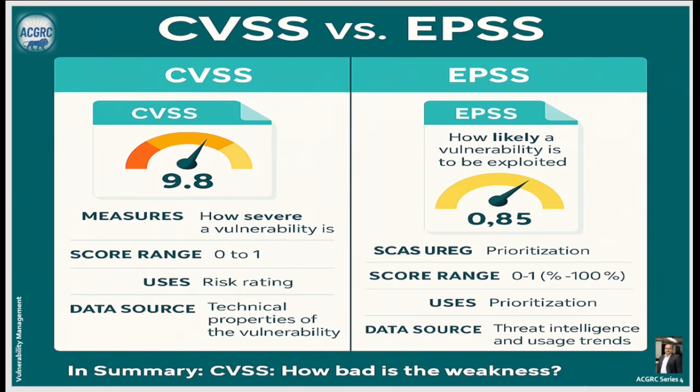The second case is vulnerability B, wherein the CVSS is 6.5. So earlier it was 9.8, now it is 6.5. 6.5 indicates a moderate severity. But the EPSS in this case is 0.85. It's near to 1. That means it's highly likely to be exploited.